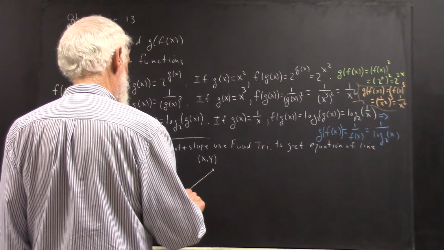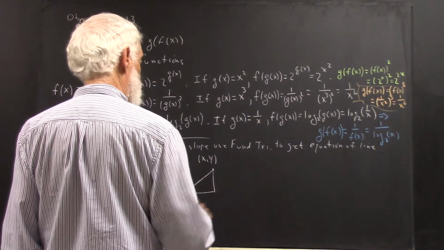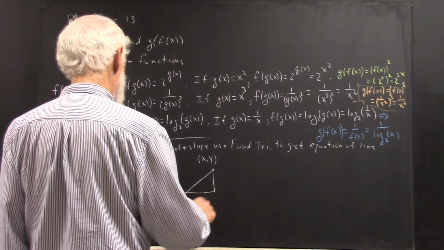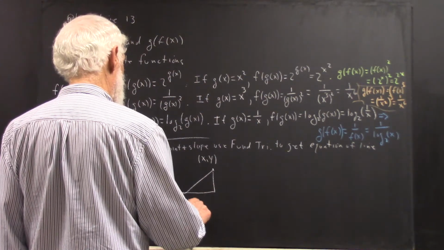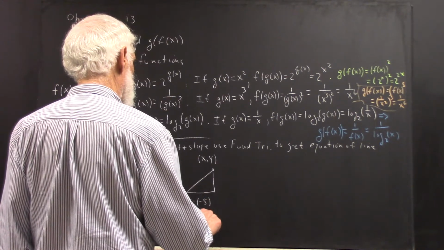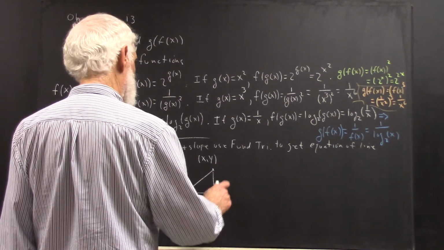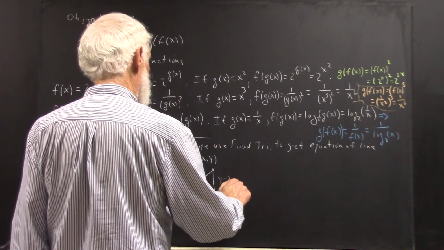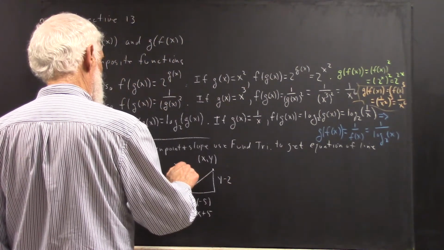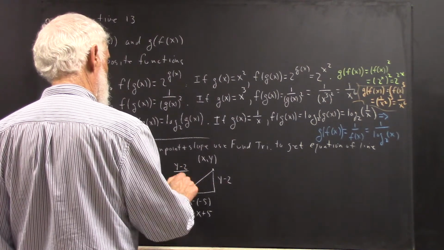So we sketch this fundamental triangle. This leg is the run. This is going to be x minus -5, which of course equals x plus 5. This is going to be y minus 2. So your slope is going to be y minus 2 over x plus 5.